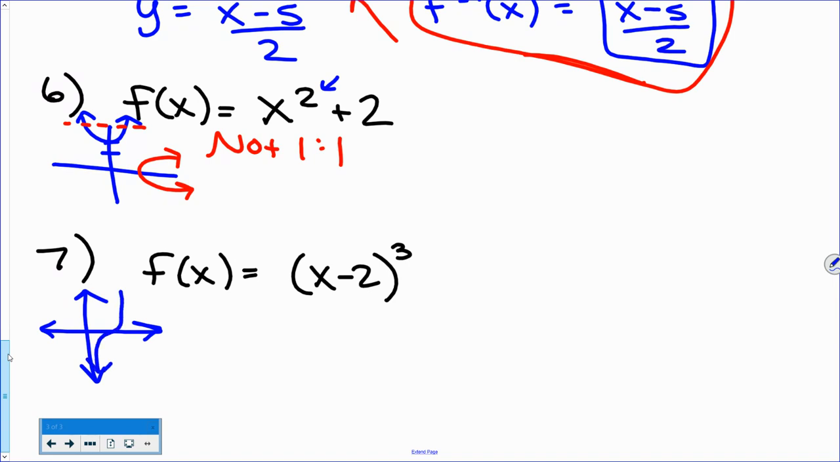You're going to kind of see something like this when you graph it. Maybe I'll change my color. Makes this little curly looking thing. Goes forever vertically in both directions. So this one would be 1-to-1. Okay? So that means we get to find the inverse function.